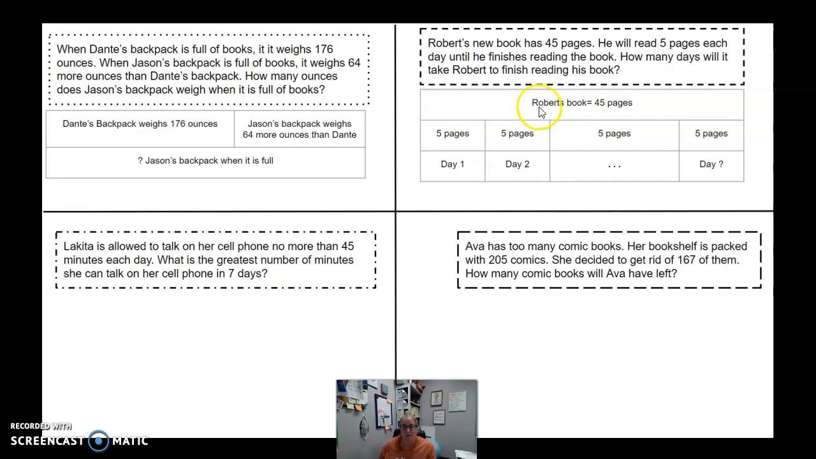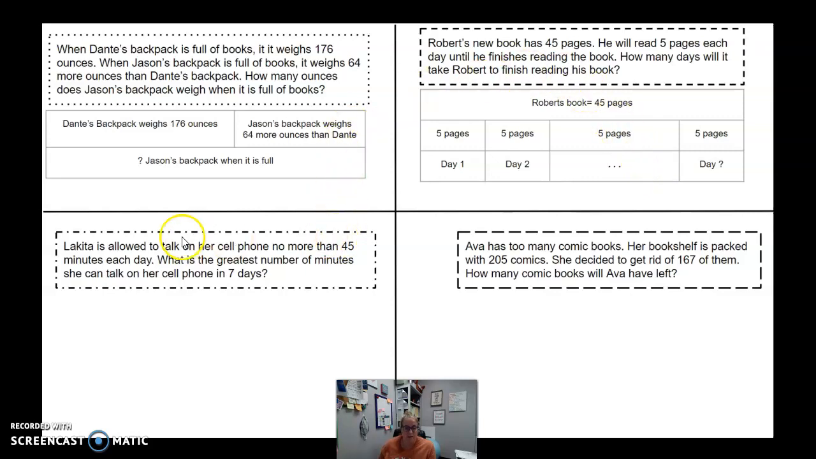So I know that he has a book that is 45 pages long. That's my total, or my whole. And I also know he reads 5 pages each day. So he reads 5 pages on day 1, 5 pages on day 2. He keeps reading 5 pages over and over and over again until he's completely done and he gets to the last 5 pages. And I'm trying to figure out what day that's going to be. So that's why that question mark is there. This tells me that he's still doing 5 pages every single day. We just don't know how many days that is.